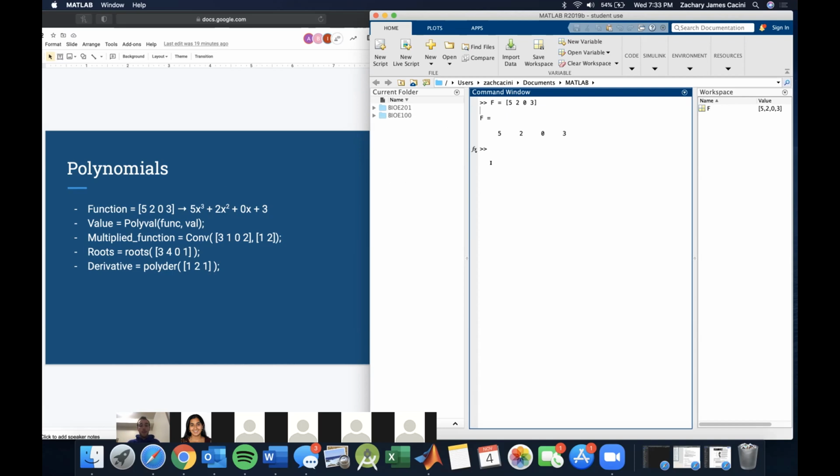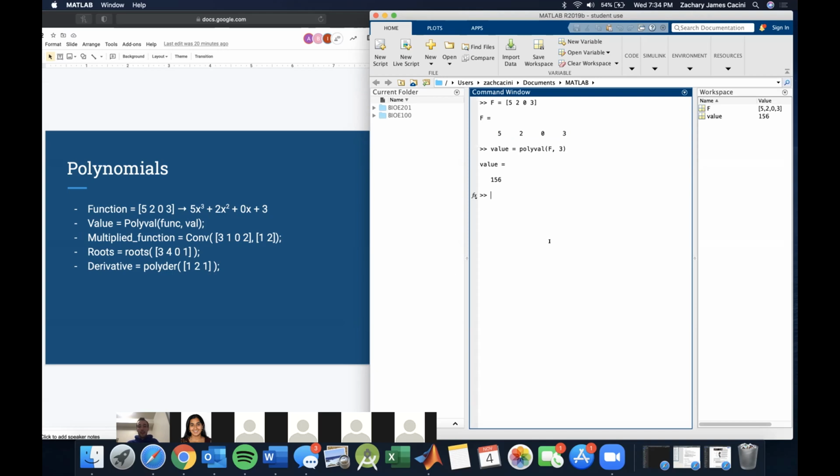Now, working with this, you can find the value of the polynomial at a certain number. So we can use polyval to evaluate. Let's say we want to evaluate at 3. So our value equals 156. I'm sure that's right. I can't calculate that off the top of my head.